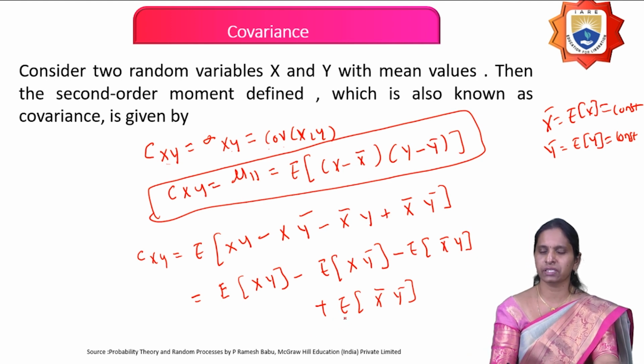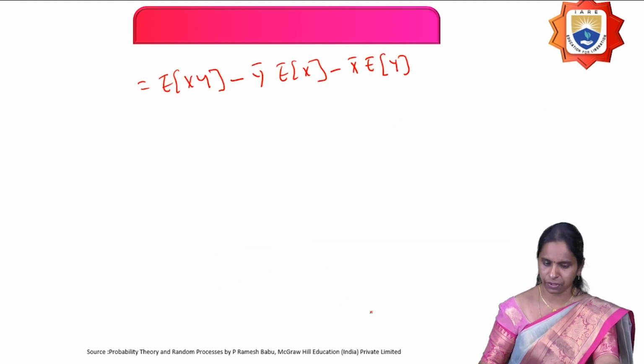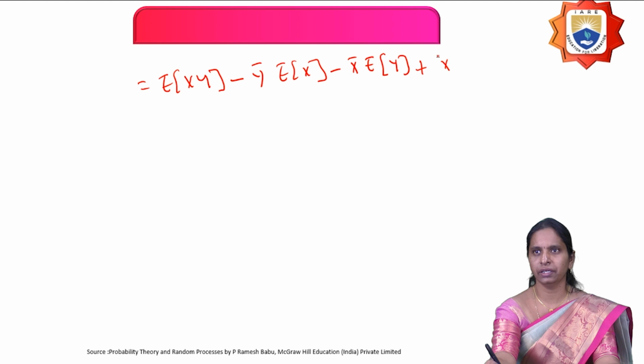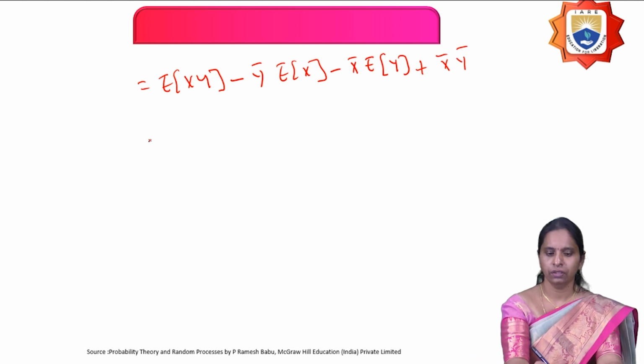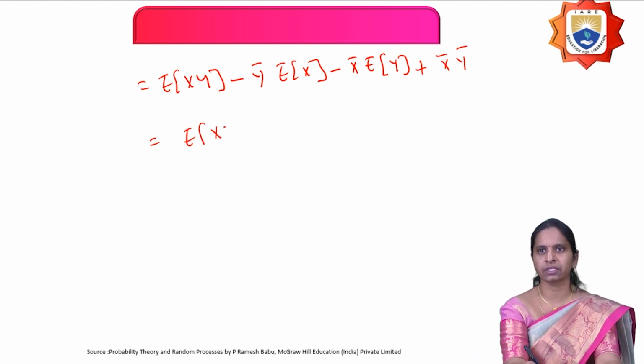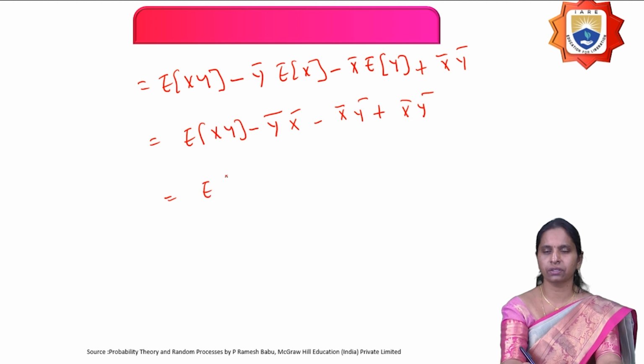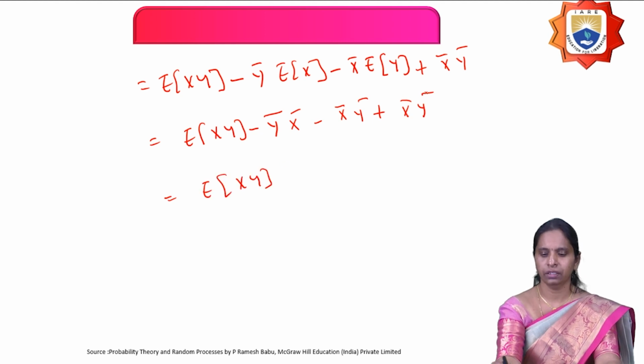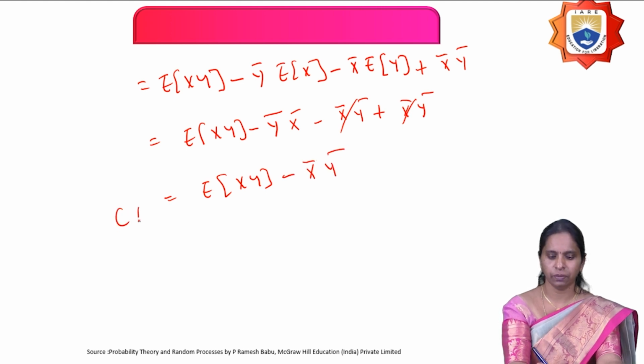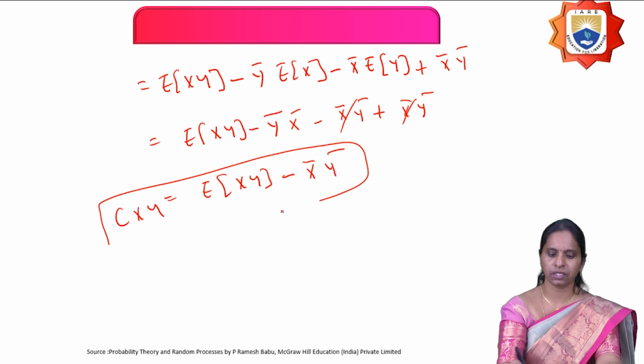Then the expectation of the statistical average or expectation of any constant is the constant itself. Therefore, x bar into y bar. That equals expectation of x into y minus y bar into E of x, nothing but x bar only, minus x bar into y bar plus x bar into y bar. So that equals expectation of x into y. Here this will get cancelled. Then you'll get minus x bar into y bar. Therefore, this is one more expression for covariance.